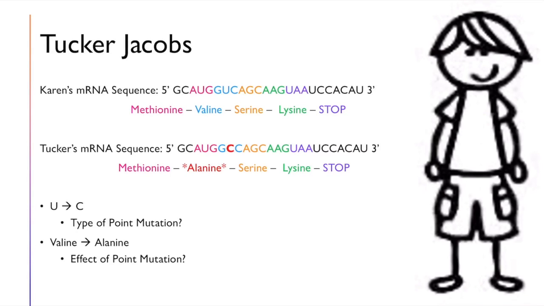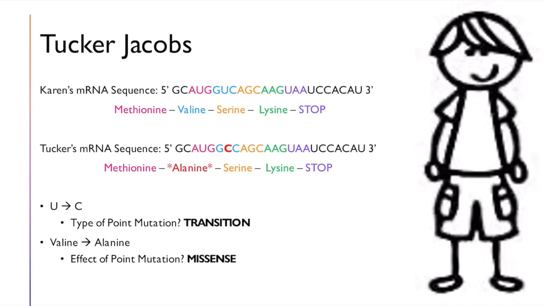Karen has an older son named Tucker. His mRNA sequence is given and compared to his mother's mRNA sequence. Indicated in red, uracil is substituted for cytosine, changing the amino acid valine to alanine. With this in mind, what kind of mutation occurs? A transition point mutation that is missense.